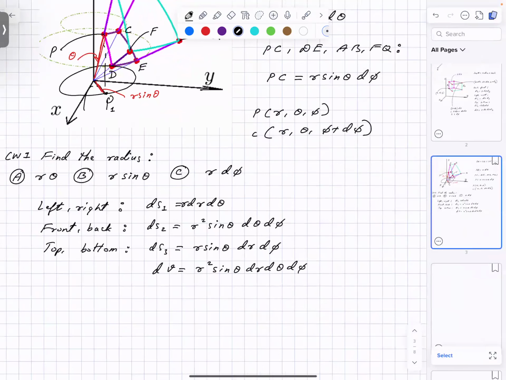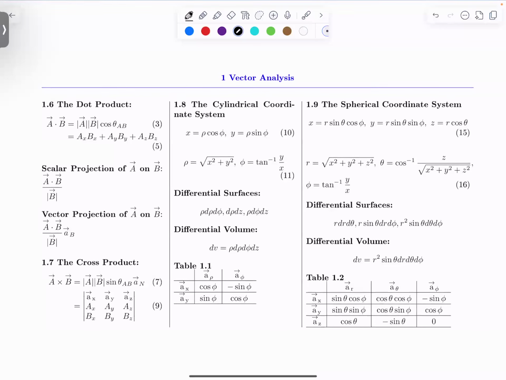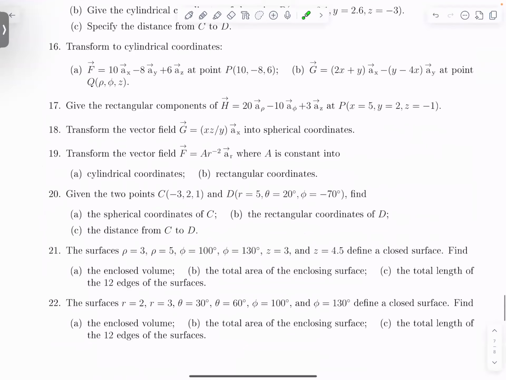Okay, now if you look at your formula sheet, these are the formulas from the first chapter. Now we have covered everything. The ones we did today are differential surfaces for the cylindrical system, differential volume, and the same for the spherical system as well. And the rectangular one is quite simple, so we don't need to write that. Okay, so now let's look at problem 22, where we're going to apply those differential surfaces and volumes.